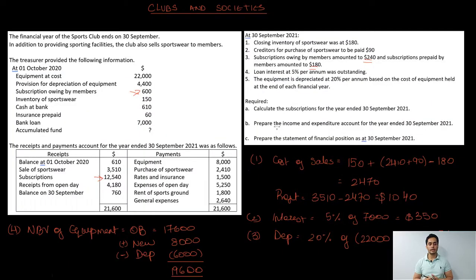Next, we need to record the current assets in the balance sheet. Let us analyze all the current assets first. We start with our closing inventory of $180 given in adjustment number 1. Then we have accrued subscription at the end, 240, that was also a current asset. Apart from that, we could have written bank balance, but here the bank balance is a negative balance. It's an overdraft, so that will go to the current liabilities. So we just have two current assets. So let us record these two current assets in the balance sheet and finally take the total of all assets of the club.